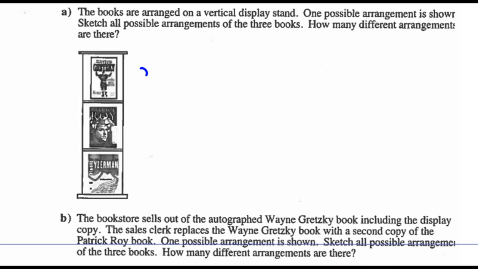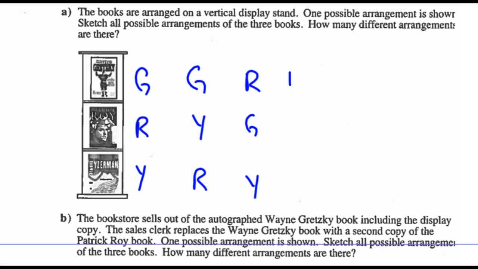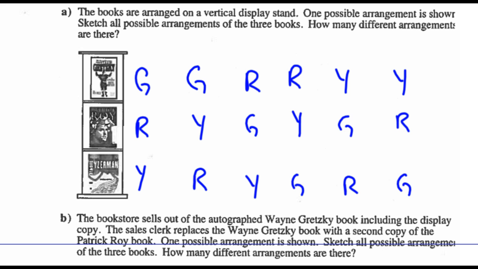So if we call this arrangement Gretzky, Roy, and Yzerman, the next arrangement might be Gretzky, Yzerman, Roy. Then it might be Roy, Gretzky, Yzerman; Roy, Yzerman, Gretzky; and finally Yzerman, Gretzky, Roy; and Yzerman, Roy, and Gretzky. So there would be 3 factorial or 6 arrangements. So we've seen this already. Nothing really new there.